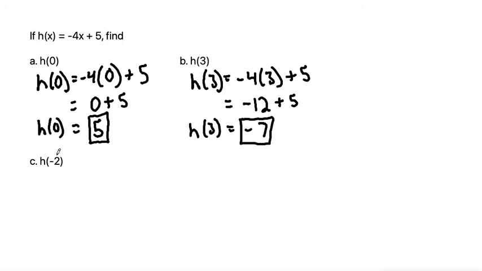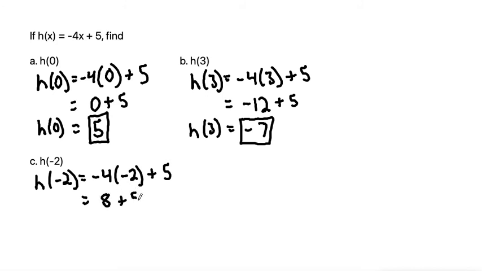And the last one, h of negative 2, we can plug in negative 2 for our value of x. So negative 4 times negative 2 plus 5. So a negative times a negative is a positive. 4 times 2 is 8. So we have positive 8 plus 5.